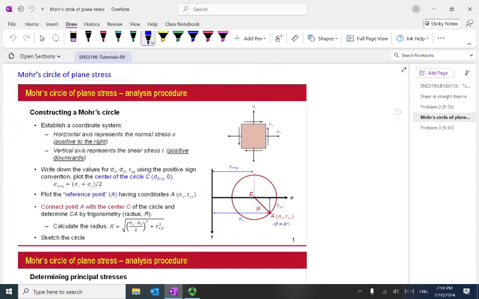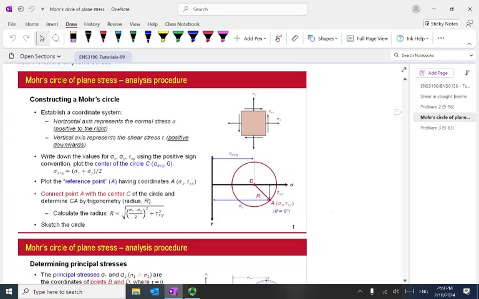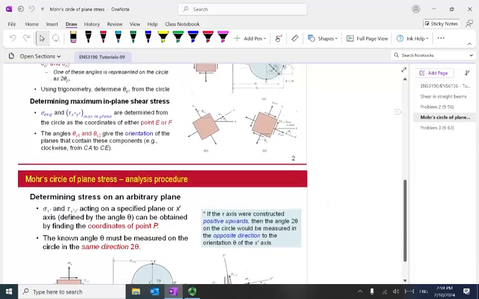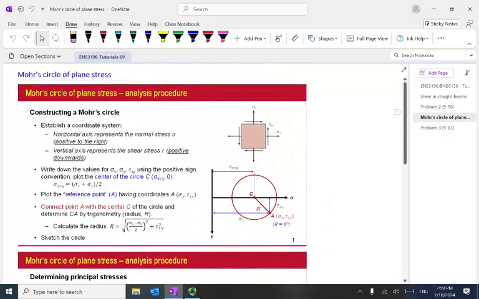So from the Mohr circle, I will not repeat this because we mentioned it in the lecture. So you can do all of them, you can work out. I will not repeat this. You can read it by yourself.